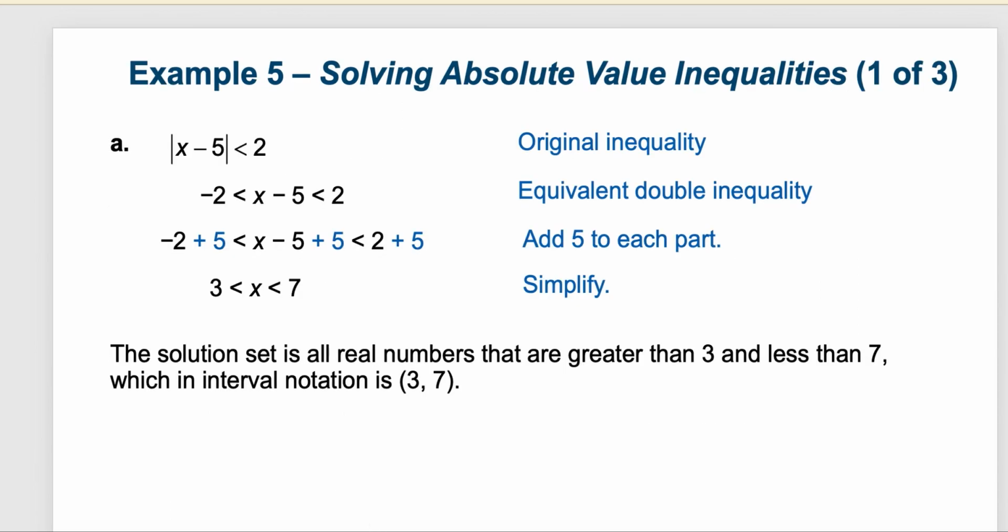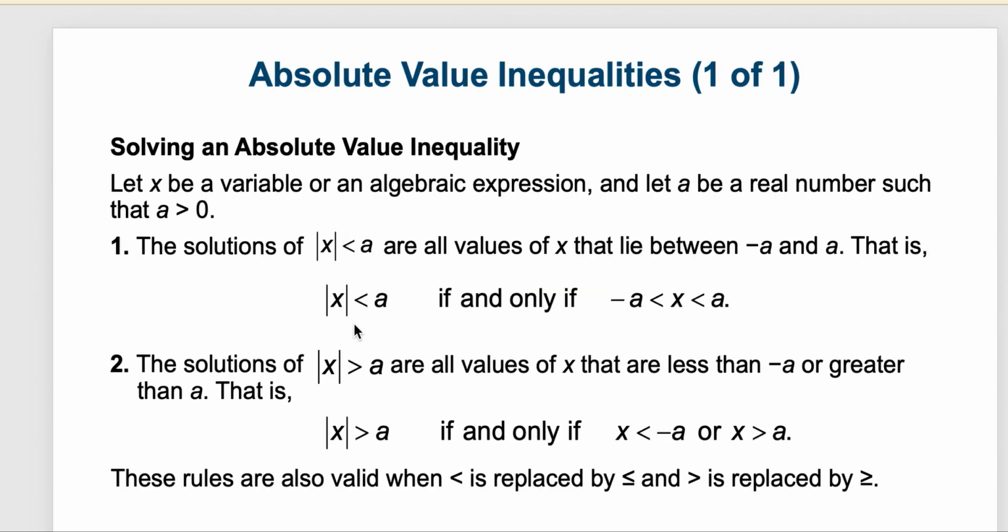So now we have the absolute value of x minus 5 is less than 2 and we want to solve it. So let's look at the definition again. We have an absolute value of the expression x minus 5 and this is less than 2. So if you compare these two, we know that it follows this one, right? We have an expression that is less than a real number a. So we're going to use this definition over here: negative a is less than x is less than a.